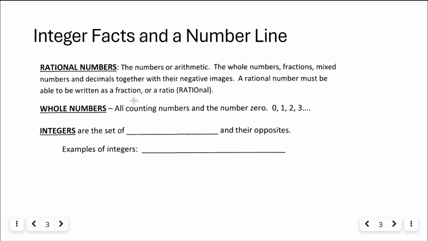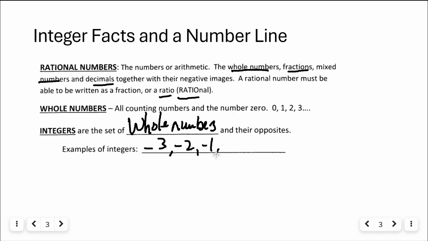All right. So integer facts, rational numbers. These are your whole numbers, fractions, mixed numbers, decimals, with their negatives as well. It can be written as a ratio. That's why they're rational. Ratio, remember, that's a fraction. Whole numbers are your counting numbers and 0. Integers are the set of whole numbers and their opposites. So examples of integers would be -3, -2, -1, 0, 1, 2, 3, 4, etc.